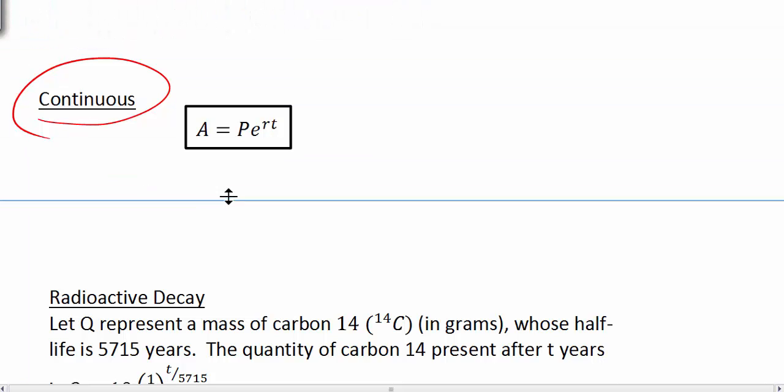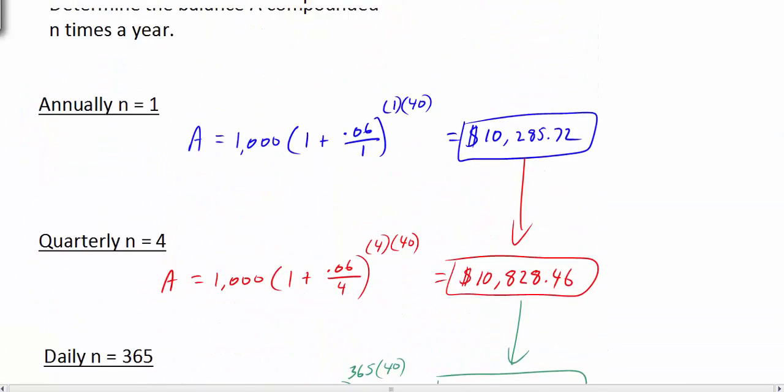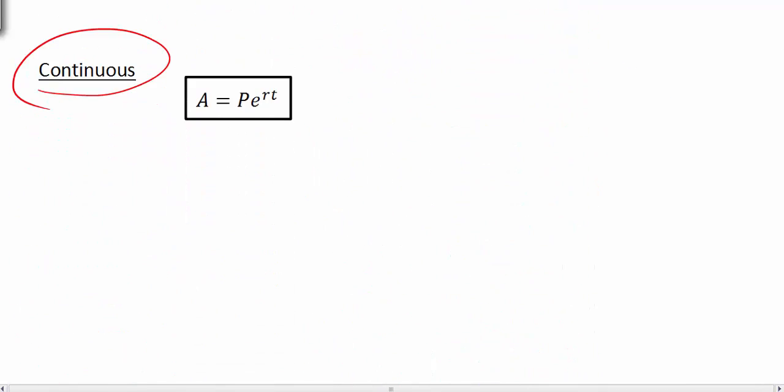So if we look at compounding this interest continuously, we no longer are going to be using this 1 plus r over n to the nt formula. We're going to be using this A equals Pe raised to the rt. So if we do that, then the amount is going to be equal to the principal, which is still $1,000 that we're putting in. And then we have times e. The rate is still 6%, so that would be 0.06. And that's multiplied by the time of 40 years.